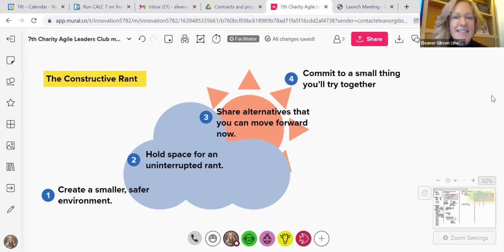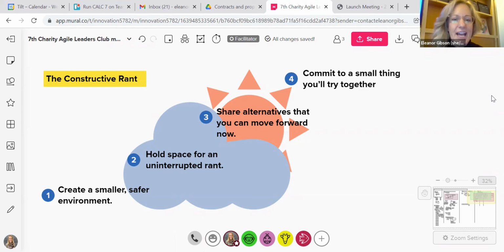The key steps are here. It's all about, firstly, creating a smaller, safer environment to have this constructive rant. The smaller the group, the better. Step 2 is all about holding space for an uninterrupted rant.